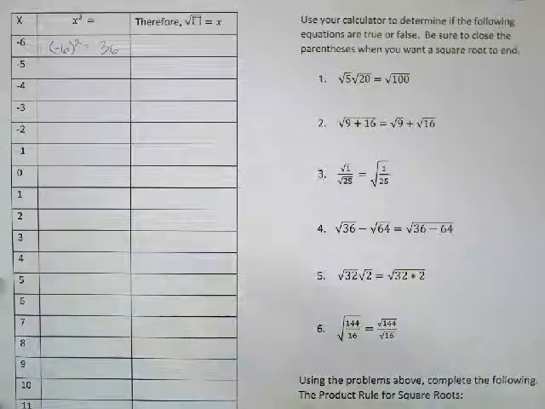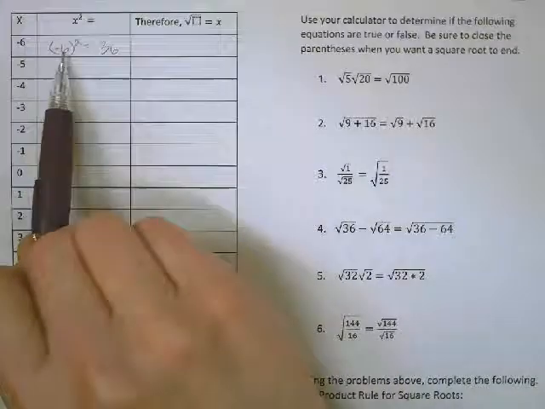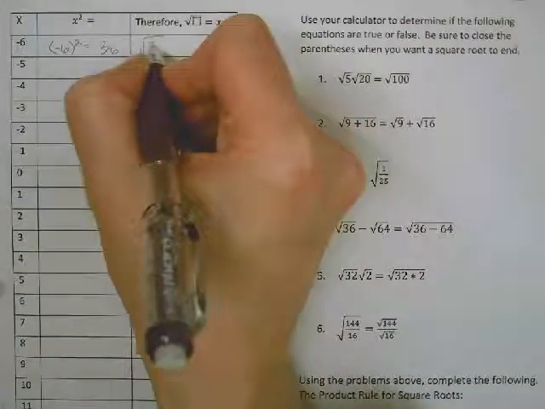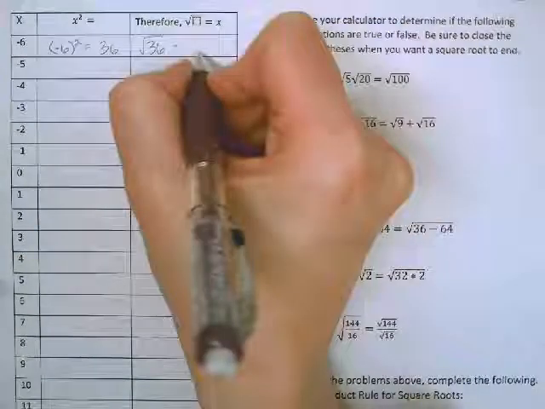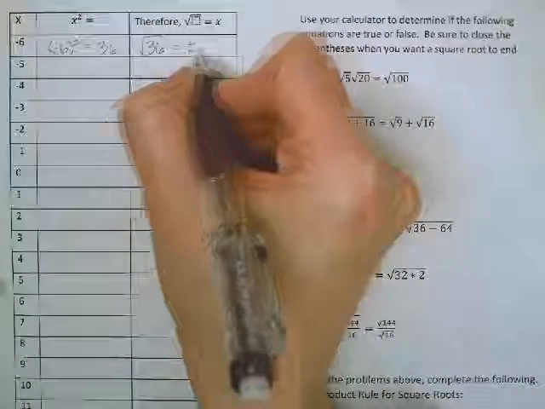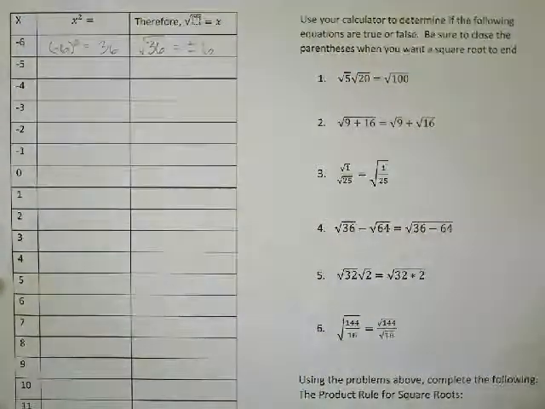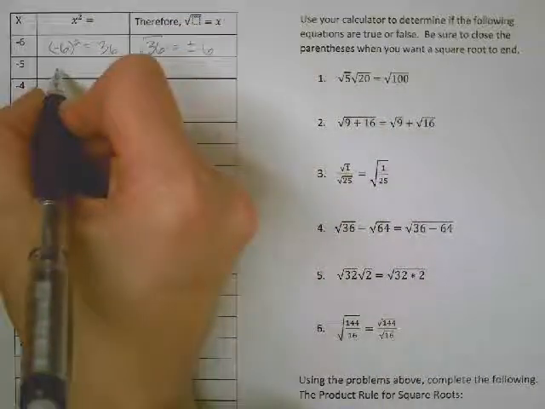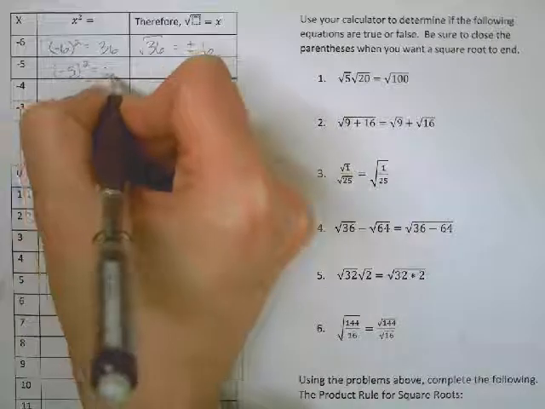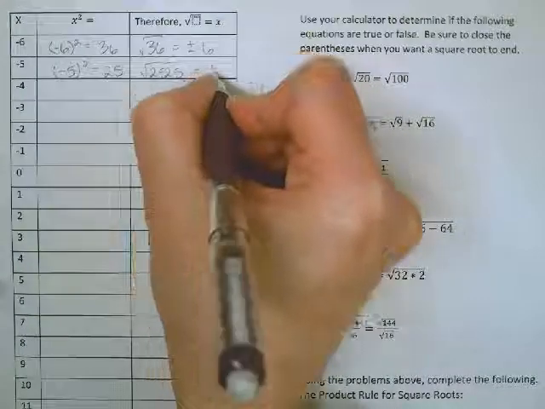Got interrupted there, so as I was saying, -6 squared is -6 times -6, which gives us a positive 36. Therefore, the square root of 36 is kind of, and I'm going to stretch this, positive 6 or -6. Or I can say positive 6 and -6, and we'll talk a little bit more about that later. So as I continue, -5 squared equals 25. So the square root of 25 is plus or minus 5.